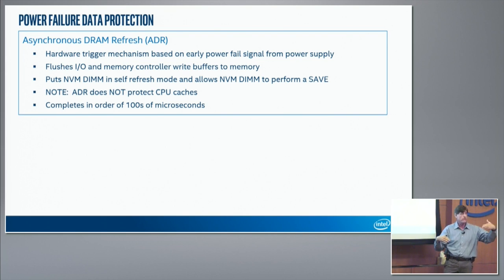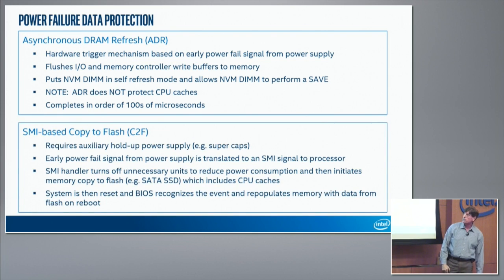Now, in the case of the 3D XPoint, this save piece is not necessary, but that flushing through the IIO is necessary to make sure things get out to the DIMM. And it completes in under 100 microseconds, or in that realm. The only drawback is it does not protect the CPU caches.